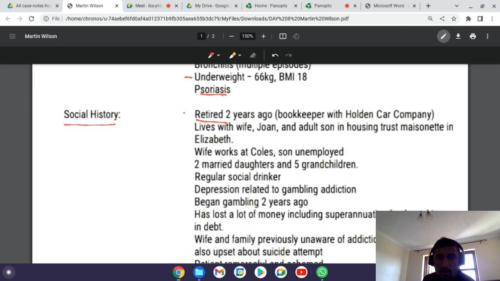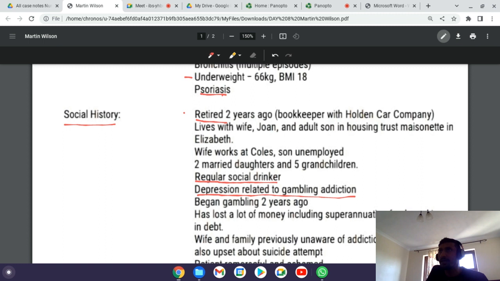Regular social drinker. Relevant. Okay, so again, depression related to gambling addiction. Yes. So while you are reading, you may know that in the relevant points you also have some preferences, isn't it? Priorities. Okay, so you are saying that this depression is an important one rather than considering social drinking. Okay, so likewise, you have to think that this got priority and this got a little bit less priority.